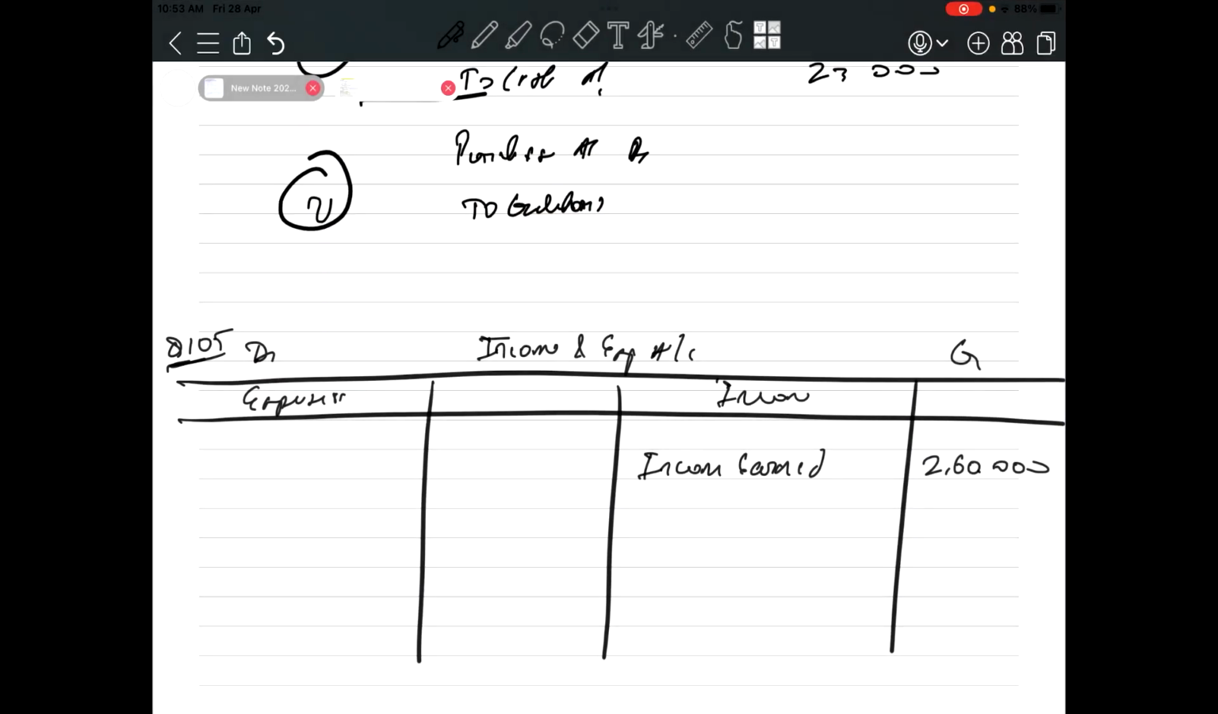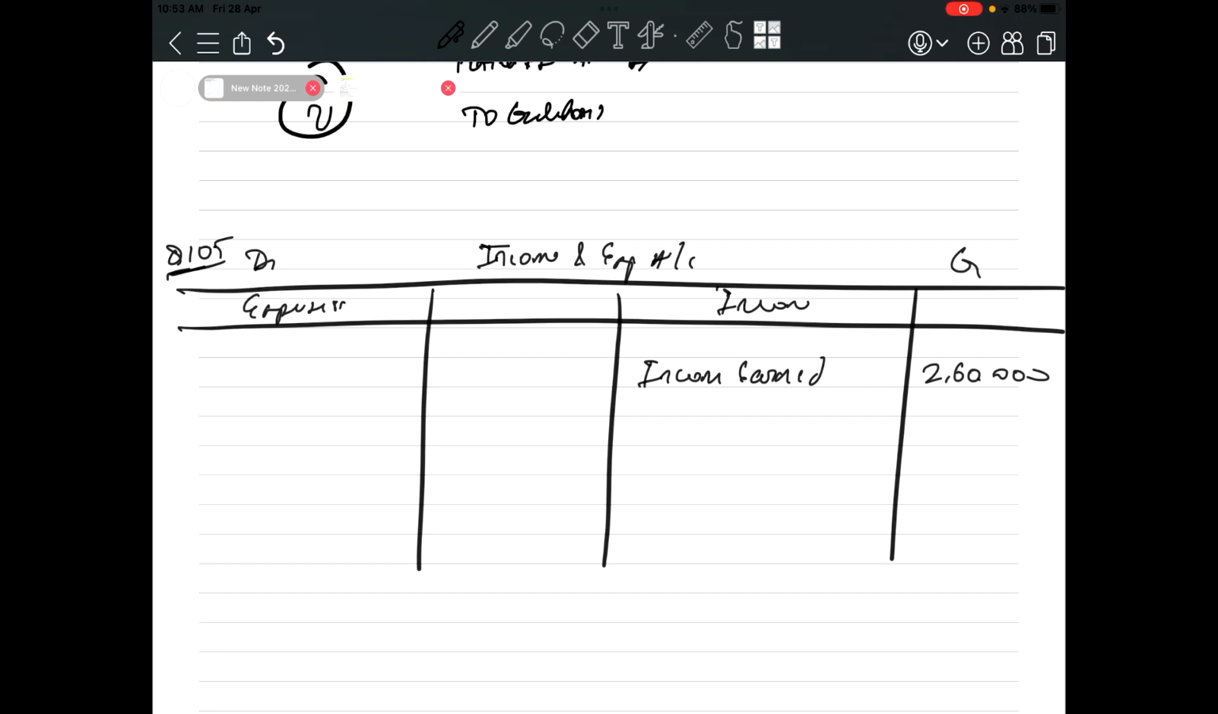And surplus earned is 85,000. What do you mean by surplus earned? I will not say profit. It is not profit, but what is the surplus? It simply means the profit. The income is 2,60,000, and what is the expenditure?